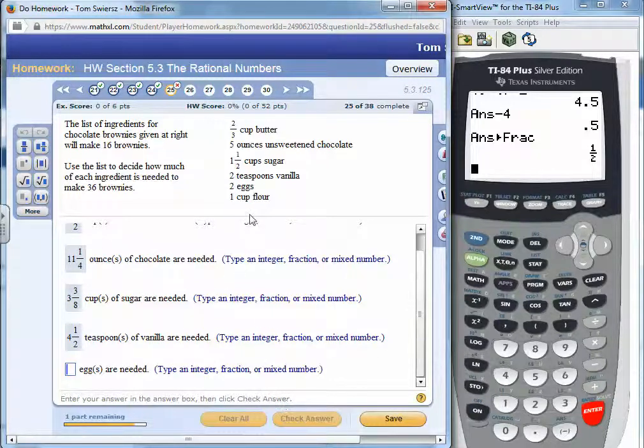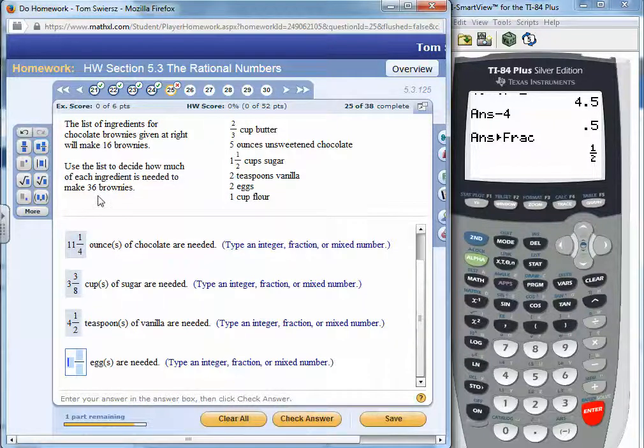Okay, eggs is 2, right? So it's the same number as the vanilla, so the math is the same that we just did. 2 times the multiplier 9/4 we saw is 4 and 1/2. So again, it's going to be the same answer, 4 and 1/2.